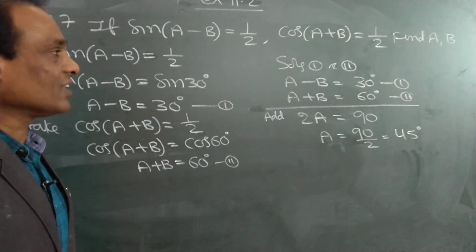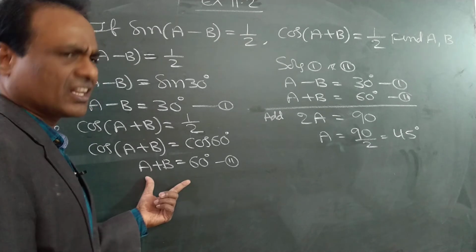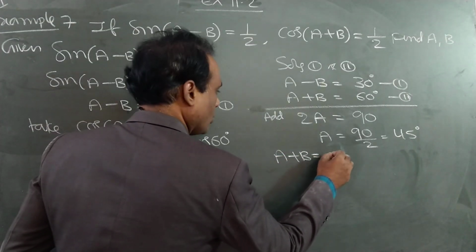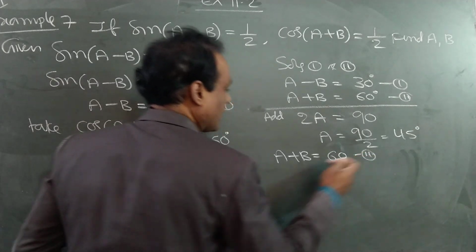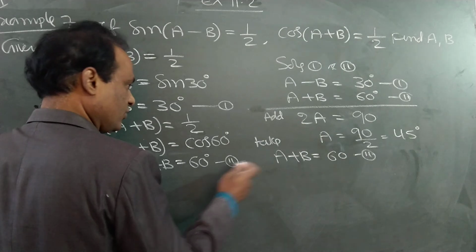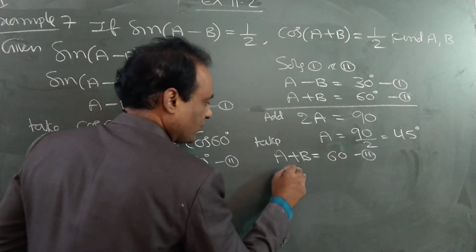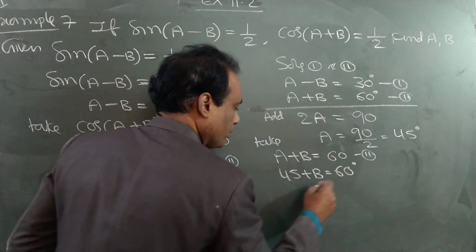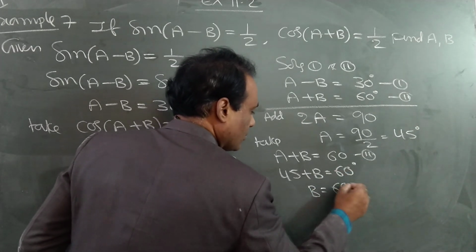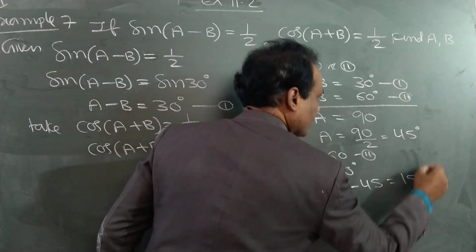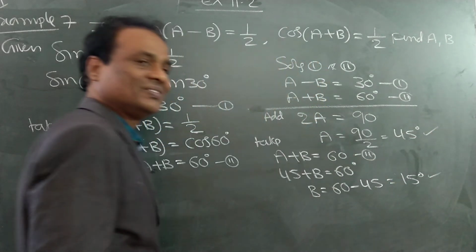We have to find B also. Take any equation, first or second. I am taking the second equation. A plus B is equal to 60. In this I got A as 45. B I don't know, I have to find. So B is equal to 60 minus 45, which is 15 degrees. So we got the A value and the B value.